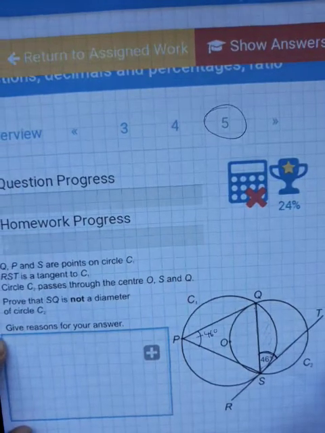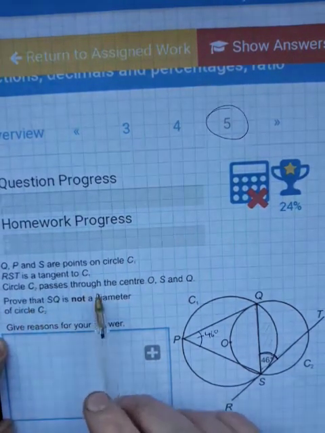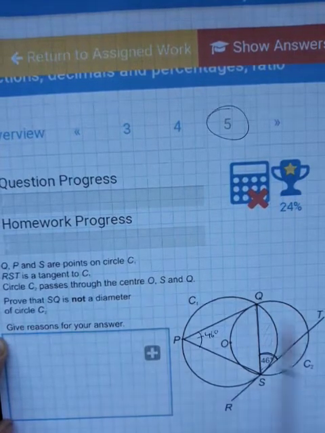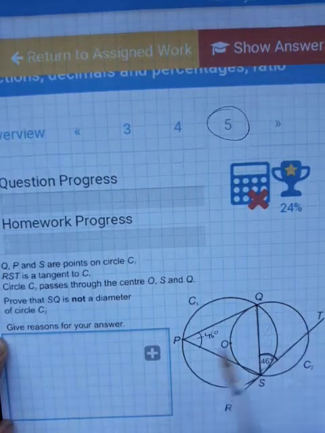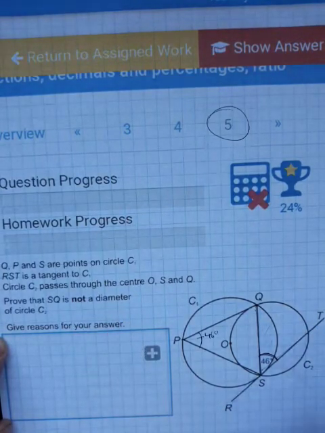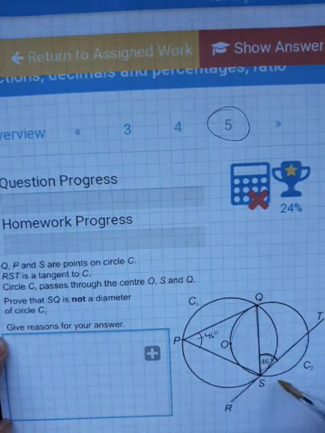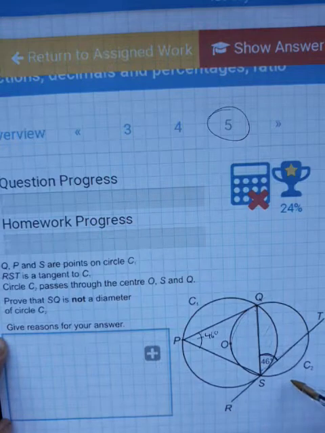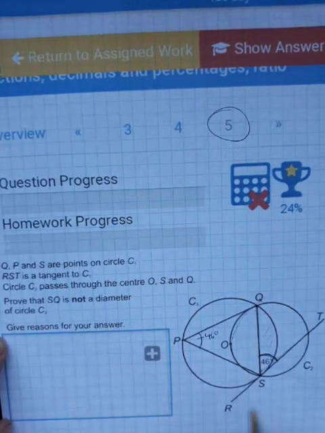Okay, I can't quite get the T on there. Let's have a look. Okay, so RST is a tangent. Circle C2 passes through the centre O, S and Q. So C2 is O, S and Q. So what they're saying is there is another circle here. Oh no, it's there. O, S and Q. There we are. Prove that SQ is not a diameter of circle C2.